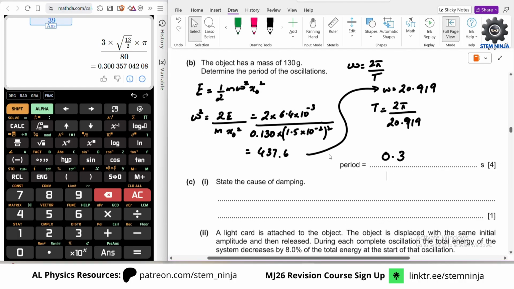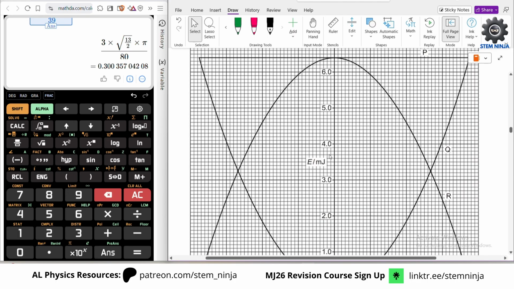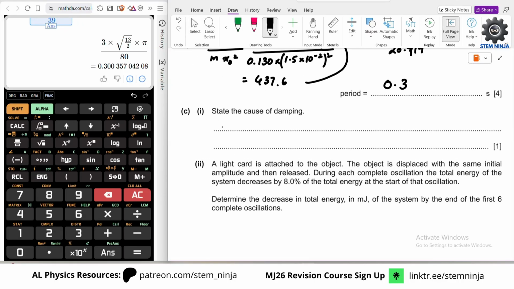State the cause of damping. The damping is actually caused by energy loss due to resistive forces. So, loss of energy of oscillation due to resistive forces.